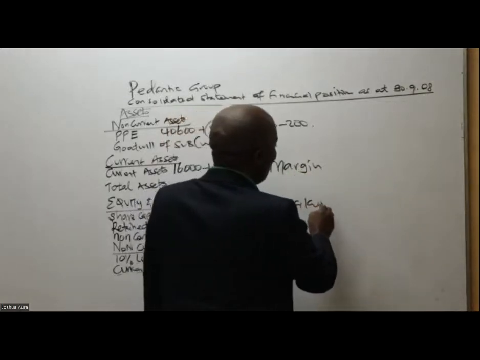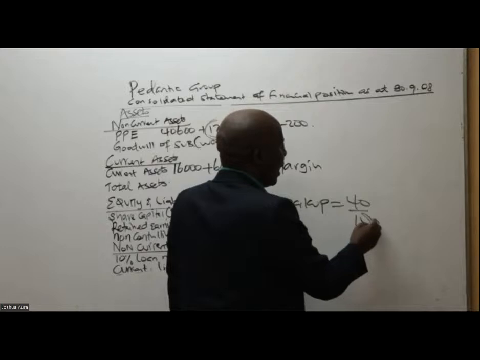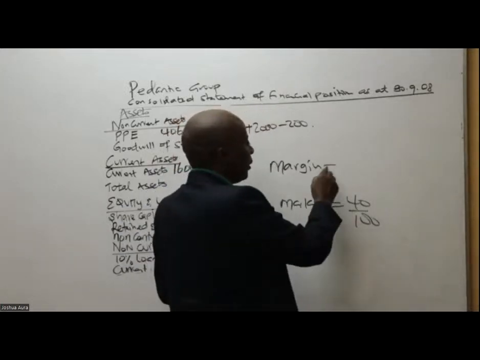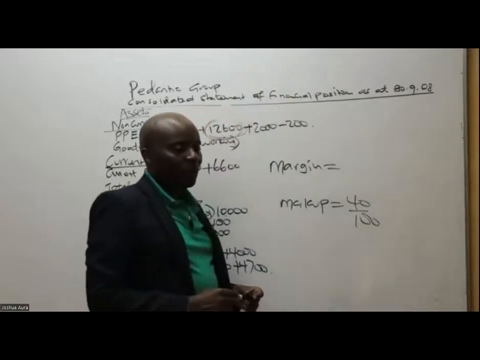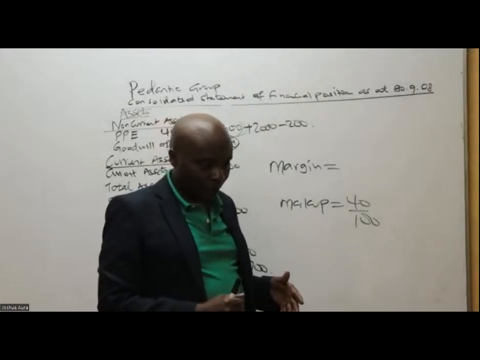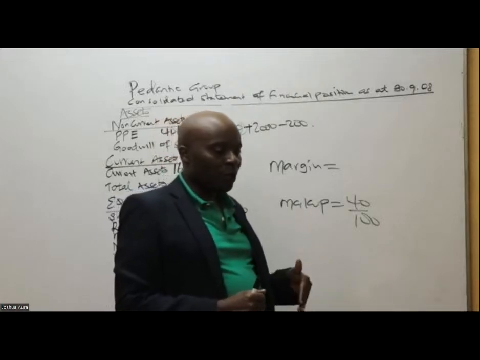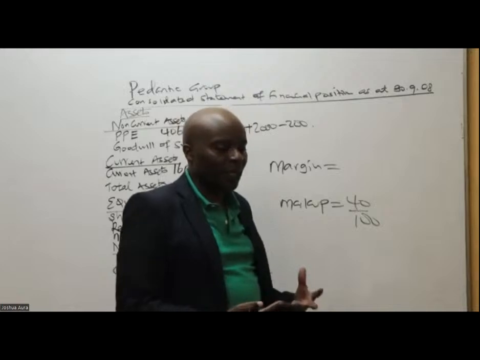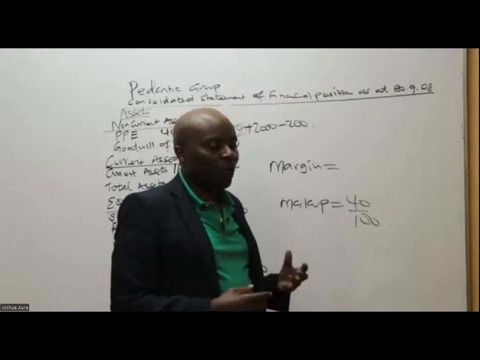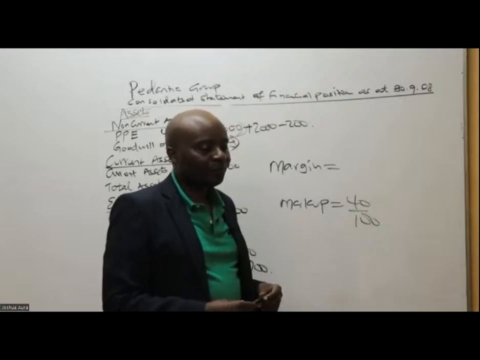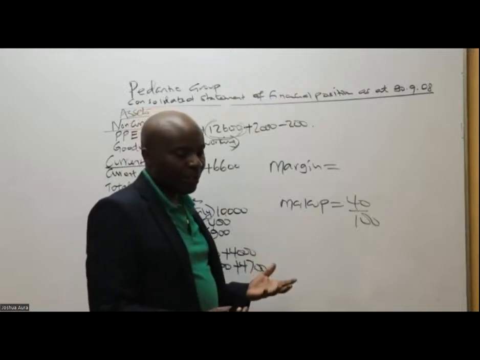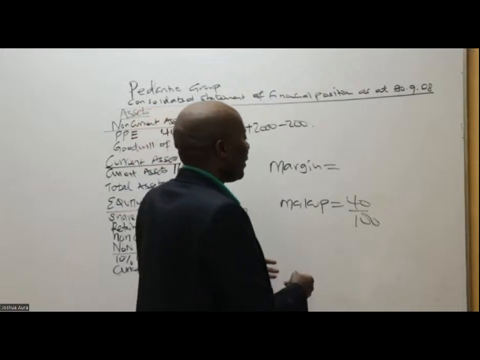So markup is 40 over 100. When markup is 40 over 100, could you kindly give me the value of margin? Let me simplify this for you. Will the margin be 40 over 60 or 40 over 140? Which one has got a bigger denominator? Which one has got a bigger base? Margin, yes. Margin has got a bigger base.